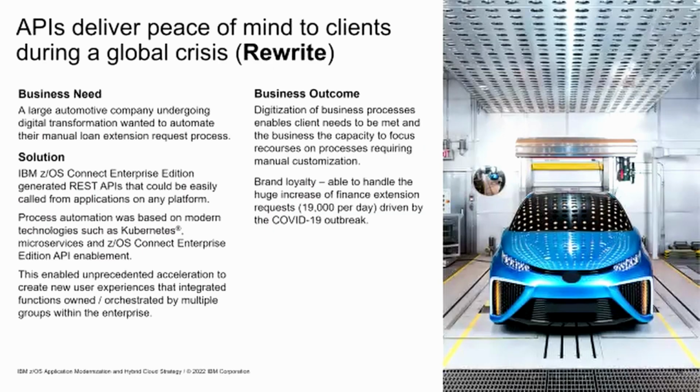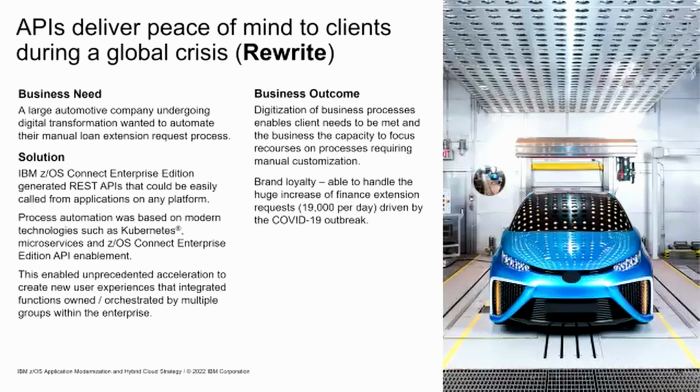Okay, so we're just going to shift speeds now and look at a few real life application scenarios where customers have been down this road and modernized their applications. So this is a rewrite pattern using APIs to deliver functionality to clients during the global crisis. So this was a large automotive manufacturer. It's a blinded use case, and it was actually a financial services client handling car loans, not a manufacturer.